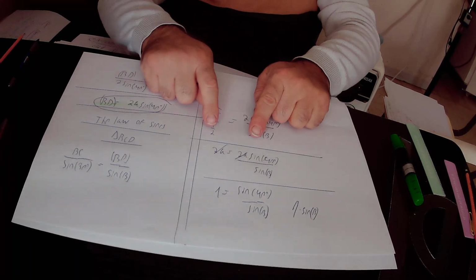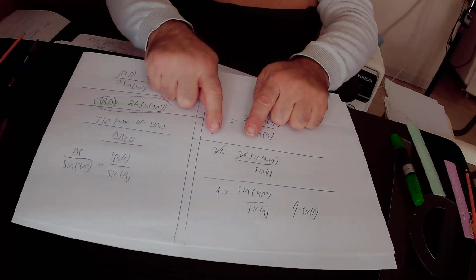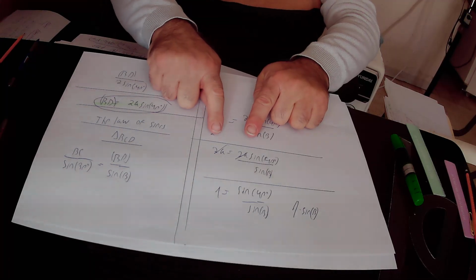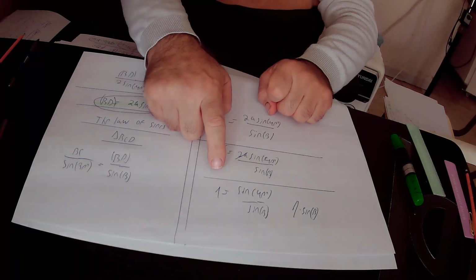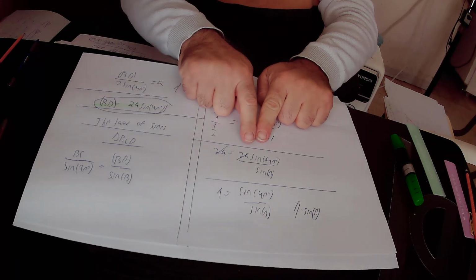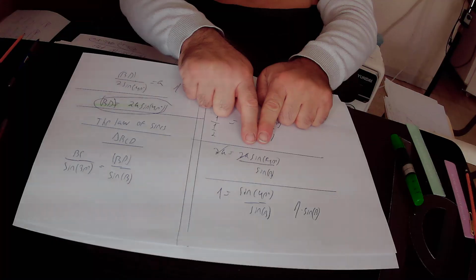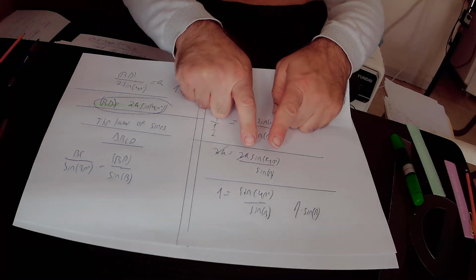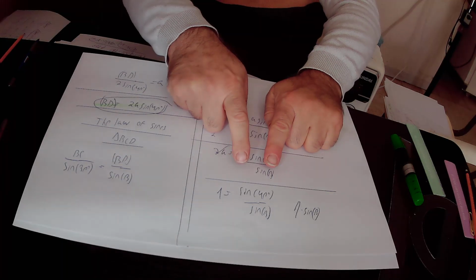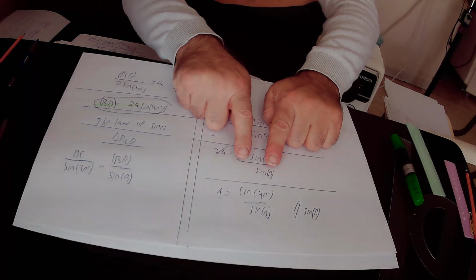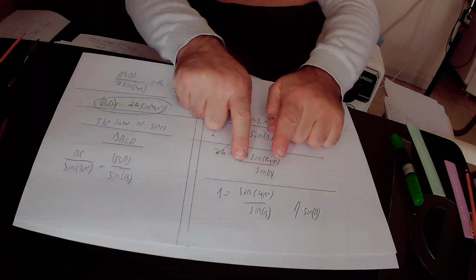Here we have 2A on both sides of the equation, so 2A gets cancelled. After we cancel 2A, on this side of the equation we are left with 1, since 2A over 2A is 1, while on the other side we are left with sine 40 degrees over sine beta. So 1 equals sine 40 degrees over sine beta. Here we multiply this equation by sine beta, and we find that sine beta equals sine 40 degrees.